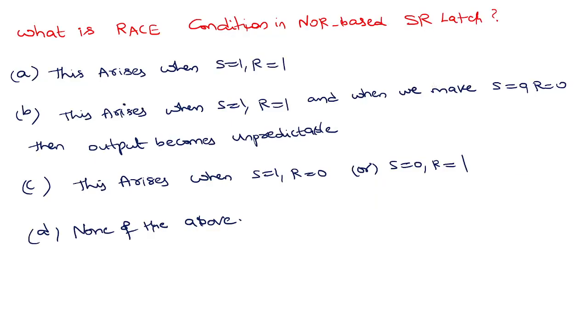What is race condition in NOR based SR latch? A: This arises when S equal to 1, R equal to 0. B: This arises when S equal to 1, R equal to 1, and when we make S equal to 0, R equal to 0, then output becomes unpredictable. C: This arises when S equal to 1, R equal to 0, S equal to 0, R equal to 1. D: None of them.